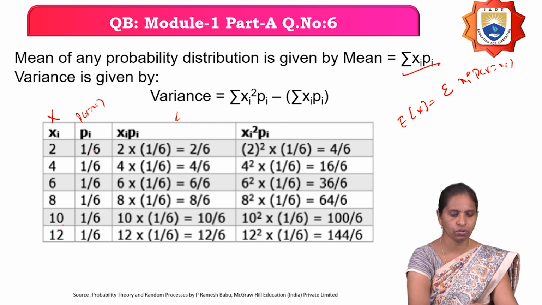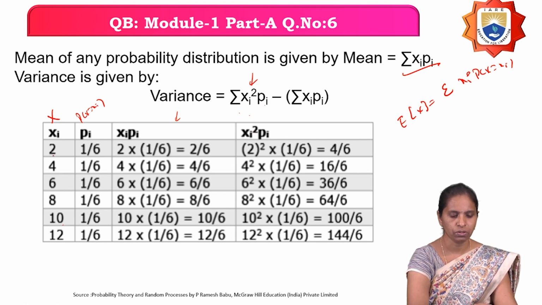So, 1 by 6 into 2 plus 4 into 1 by 6 plus 6 into 1 by 6 plus 8 into 1 by 6 plus 10 into 1 by 6 plus 12 into 1 by 6. And what is the variance? For the variance, what do you require? Sigma xi square into pi.